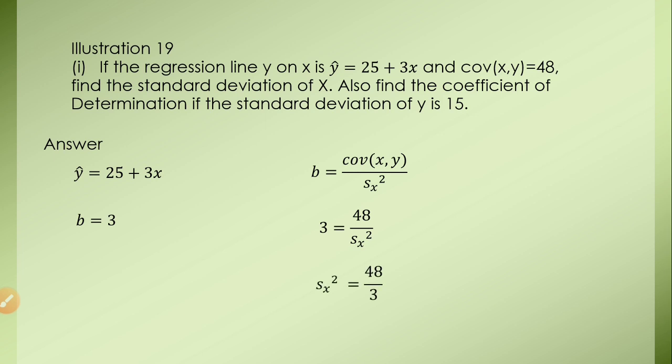We'll put sx square on the left hand side top and bring 3 to the right bottom. So sx square is 16, and as we take the root, sx will be 4. In illustration 19 there is also point number 2, which is quite important, and we'll be doing it now.